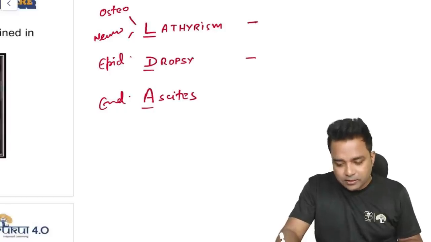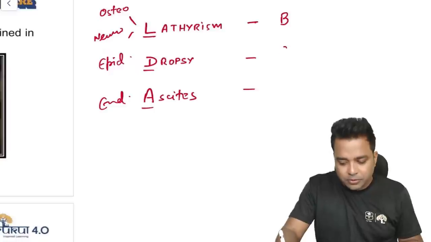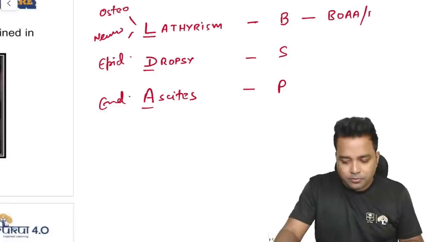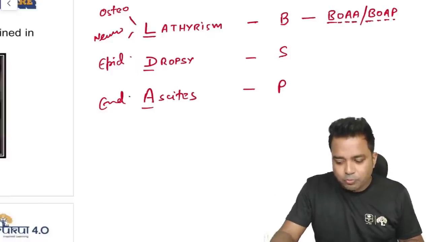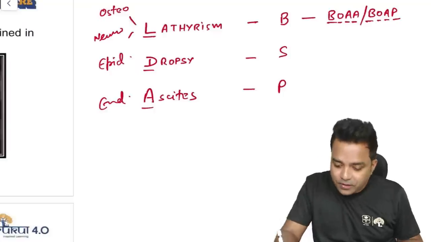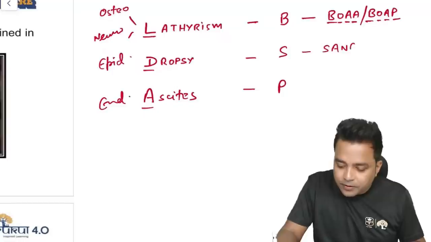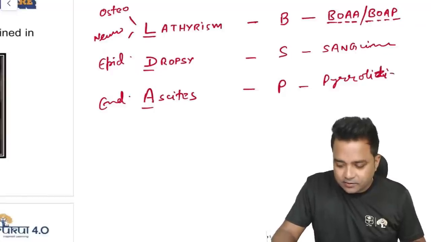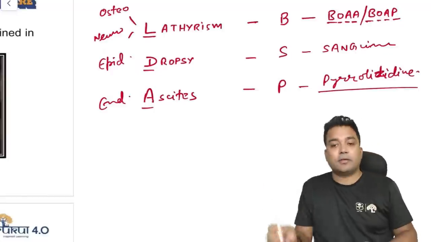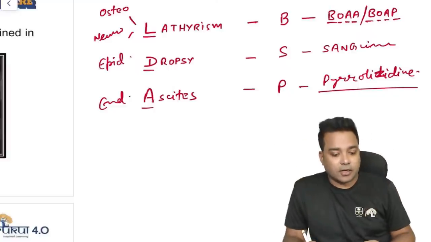And in UP, there is a political party also in the name of BSP. Try to recall, B for BOA or BOAP. Beta amino, beta oxalyl, beta oxalyl amino propionic acid. Okay. And S for sanguinarin. And P for pyrrolizidine alkaloids, which are hepatotoxic. This will help us recall. These are asked as questions.